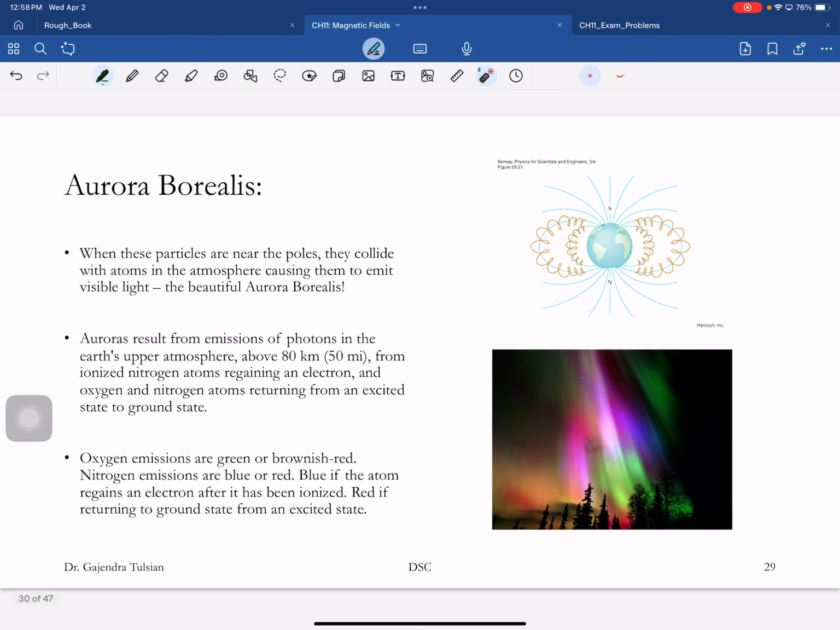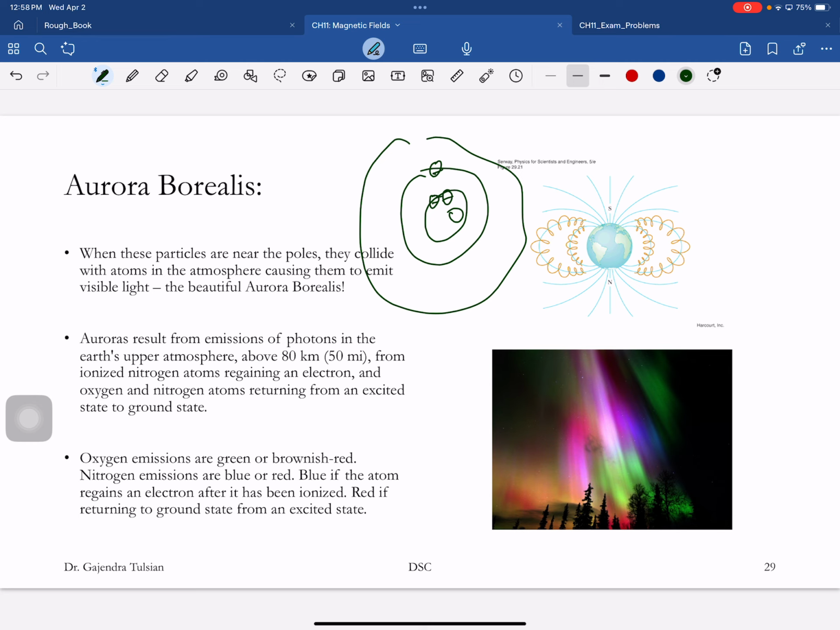Okay, so again, let's make sure we understand this. I'm drawing a simple diagram. So here's a lithium atom. These particles hit the lithium atom. We don't have lithium atoms in our atmosphere; I'm just using this to illustrate. They excite this guy, and when it falls back, it emits a photon. And that's what this is.